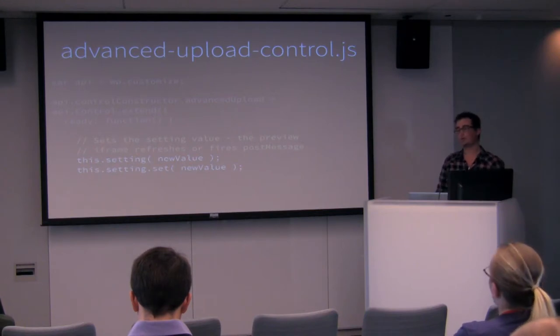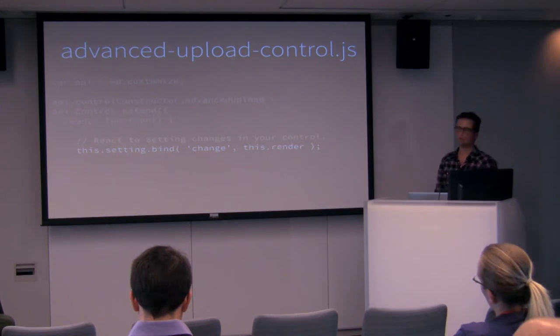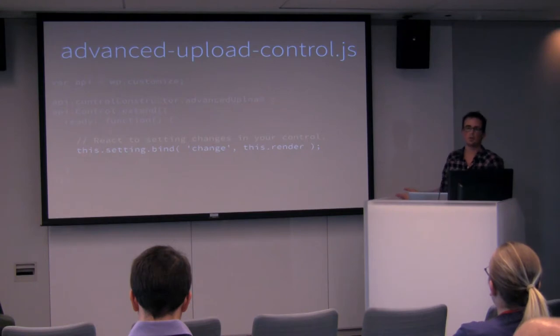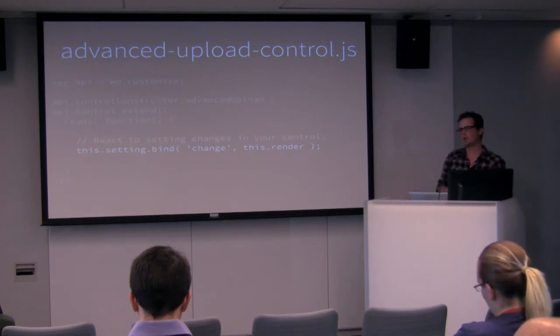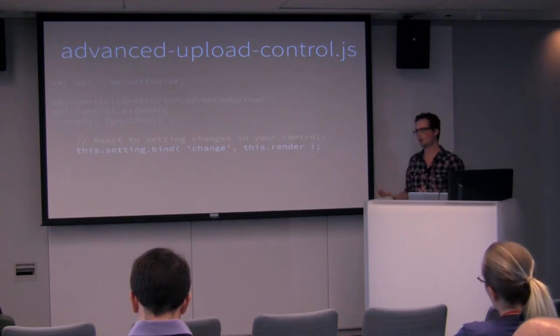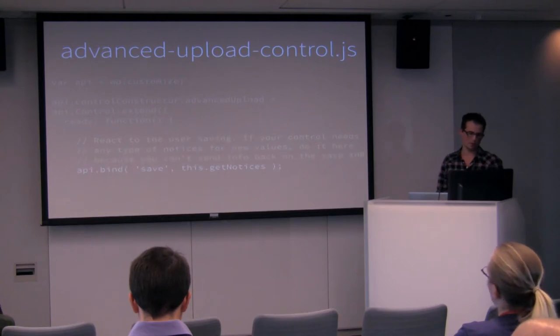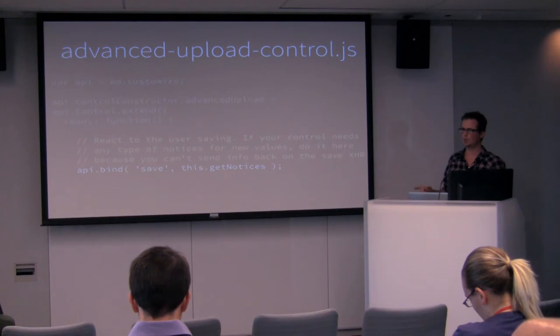It's also very event-driven, which is the way you generally want to build things in JavaScript. So you can bind to the setting's change event, and then call your rendering function. You've changed the setting, and now you want to change how the presentation of your control view looks. You can also do things like bind to when you press save in the customizer. When the user clicks save, that fires an event, and you can react to it.